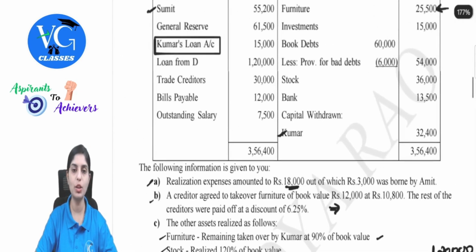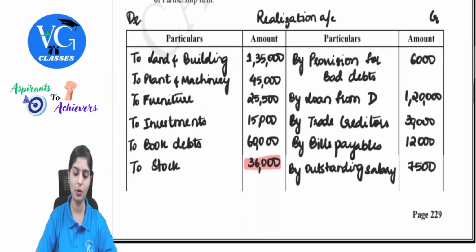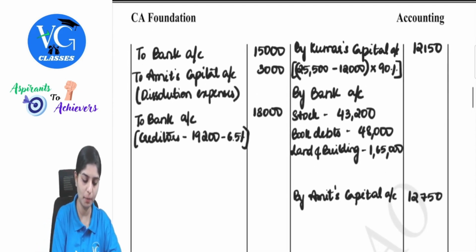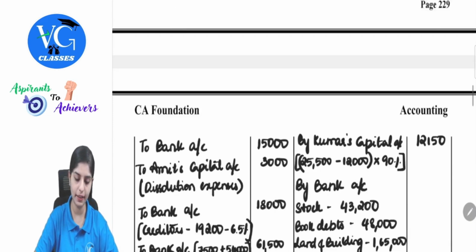Loan from D was a liability. So what will be the entry? Realization account debit to cash or to bank. To bank account. That is 61,500. This is 7,500 plus 54,000. For plant and machinery, there will be no entry.